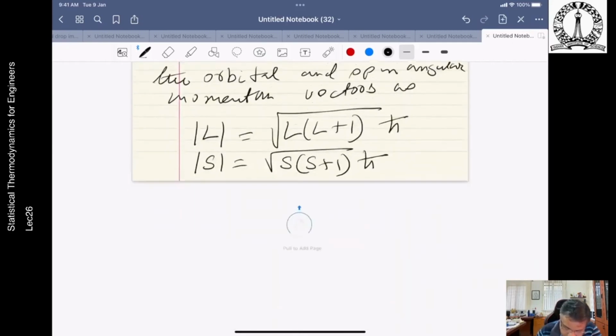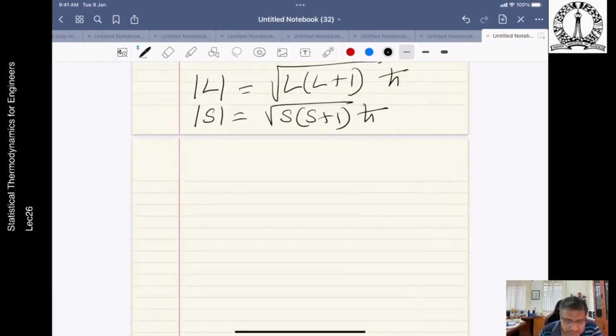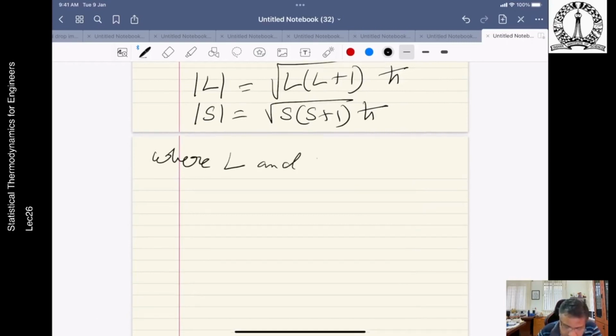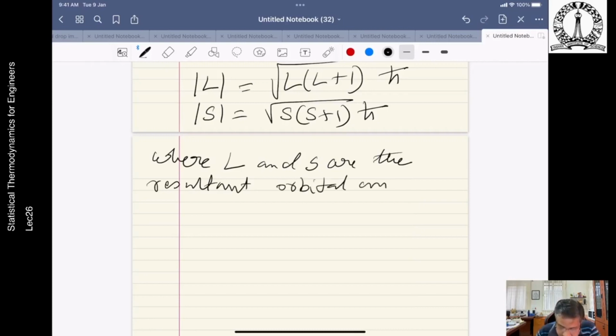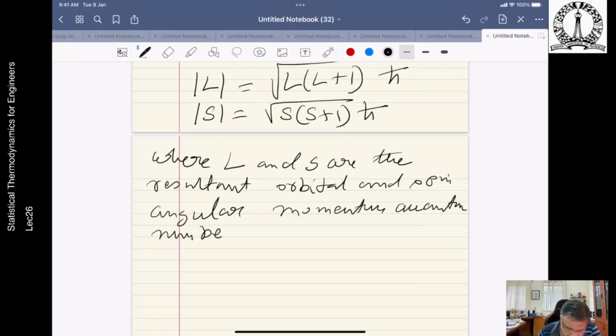Here L and S are the resultant orbital and spin angular momentum quantum numbers respectively.